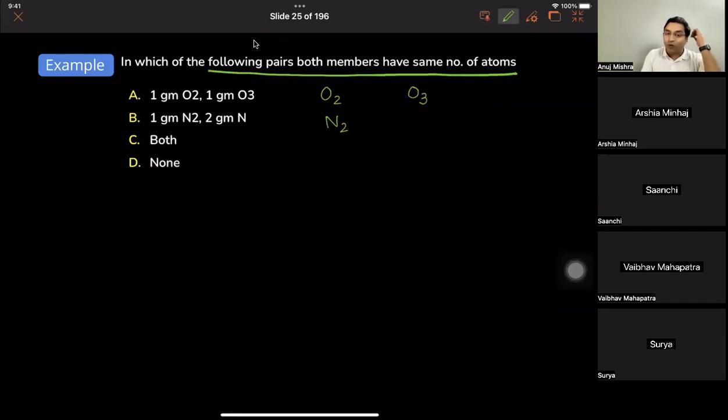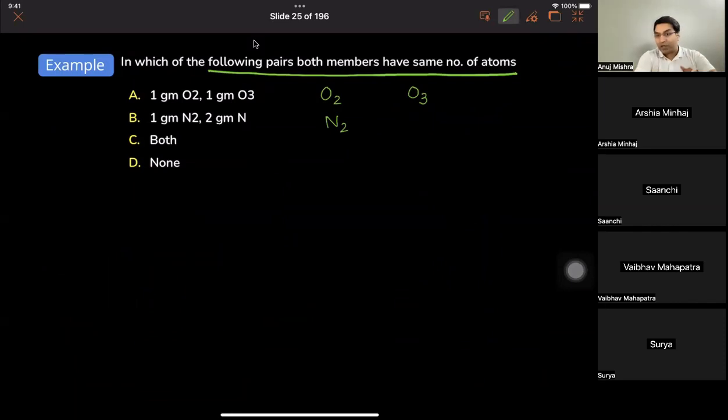So you have been given 1 gram of O2, oxygen, and 1 gram of O3, that is ozone. Its name is ozone. You must have heard of the ozone layer, right? So ozone is the gas name. The second option is 1 gram of N2 and 2 grams of nitrogen. The third is both, and the last is none. So read the question carefully. In which of the following pairs both members have the same number of atoms? Both members have the same number of atoms. Very tricky question it is.